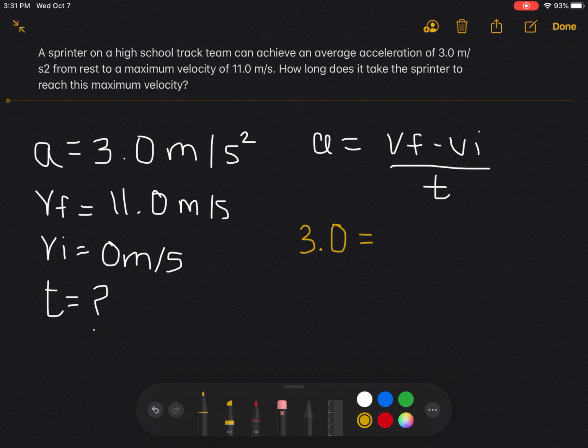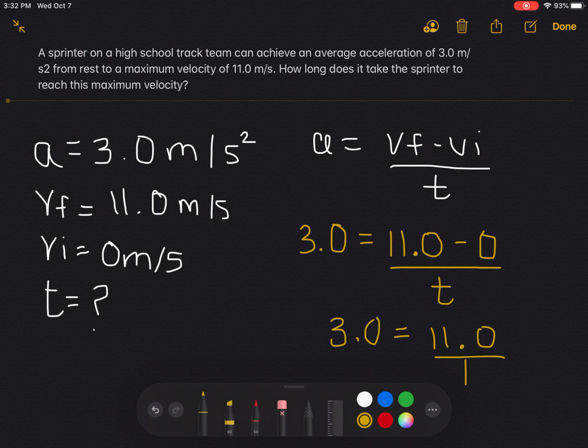Our VF is 11 minus our VI, which is 0, all divided by T. So we can't just get rid of that T. Well, we can, but we have to do some cancellation and some movement here. Before I do anything, I'm going to get rid of this 0 because 11 minus 0 is going to give us 11. So I'm just going to rewrite this without the 0.